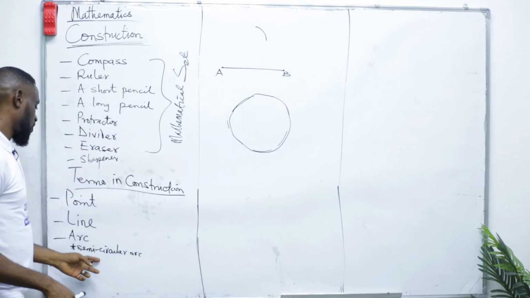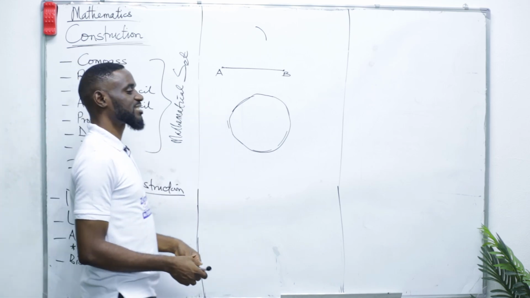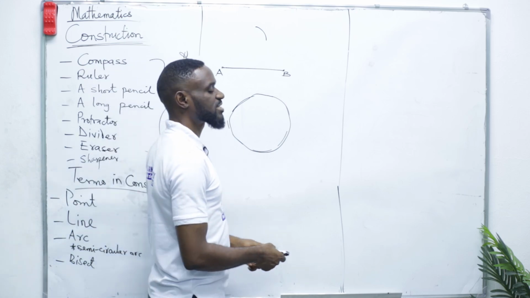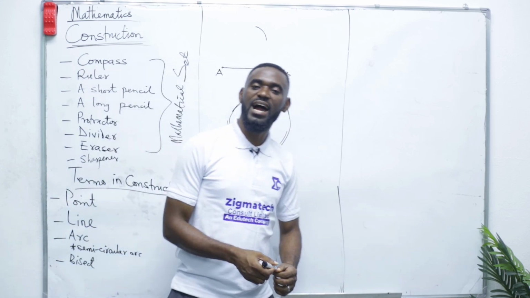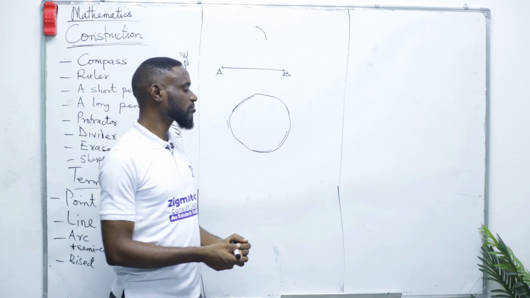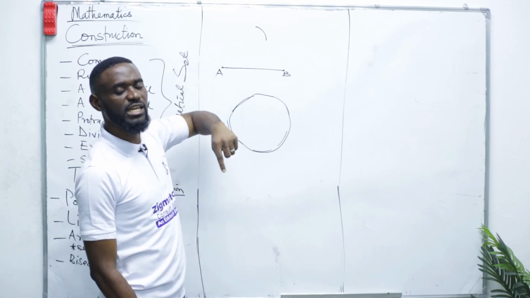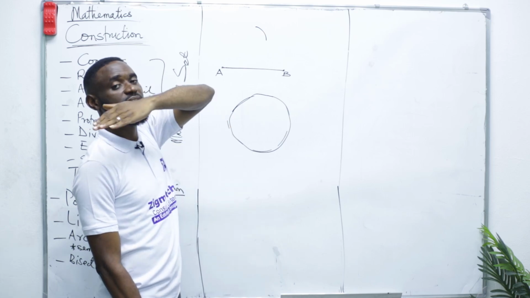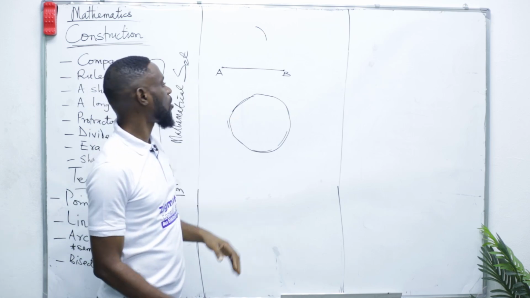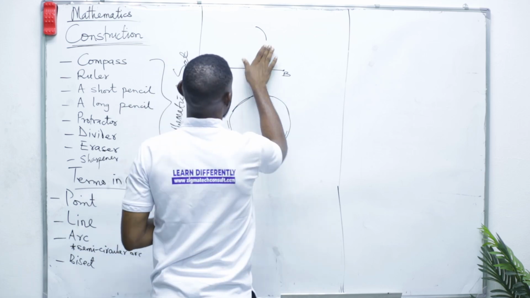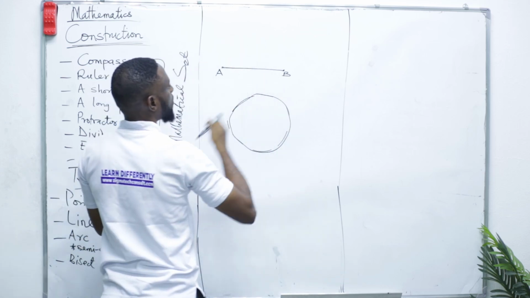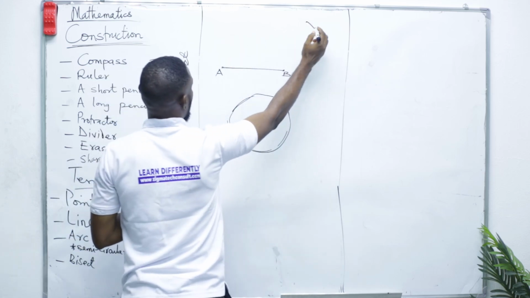Then in arc, we have what we call a semicircular arc. A semicircular arc is an arc that starts from any point of a line and ends on any point of that line. It is the half of a circle. So if this is our line, this is our arc here.